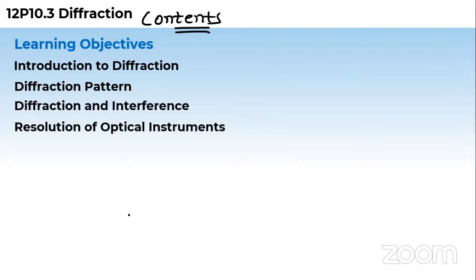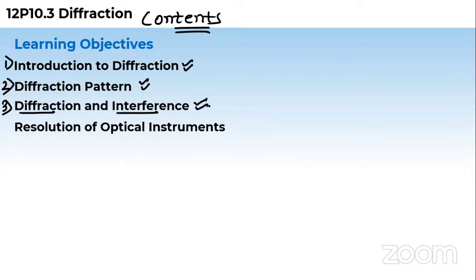So this is, students, the contents of today's class. First of all, we'll go through the introduction to diffraction. The second point is, we'll see the diffraction pattern. As we have seen the interference pattern, we'll see the diffraction pattern. Then third, we'll understand the difference between diffraction and interference.